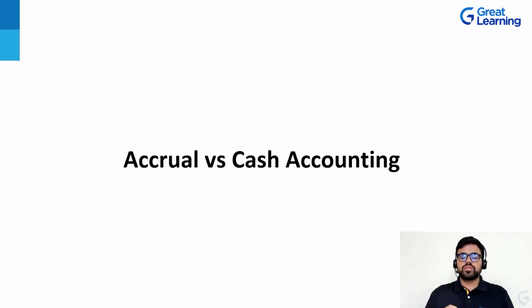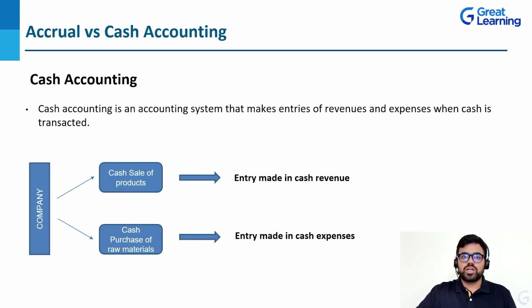Next, we'll be talking about the two methods of recording transactions, that is accrual based accounting or cash based accounting. Now we'll know the difference between the two coming forward. So first we'll start with cash accounting. Cash accounting is a method of recording transactions in which the entries are made only when the cash has exchanged hands between two parties.